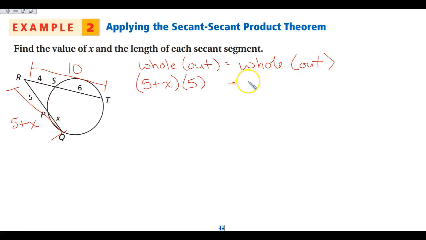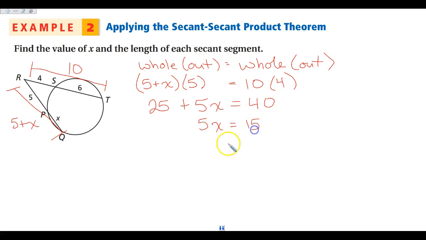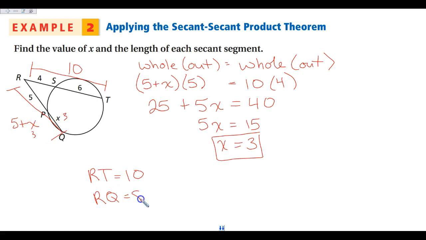Then we're going to do the same thing over here. The whole thing is 10 and the outside piece is 4. So I'm going to distribute this. 5 times 5 is 25 plus 5 times X is 5X, and that is going to equal 40. We subtract 25 from both sides, and I get that 5X is 15. Divide, and I get X is 3. So there's the value of X and the length of each secant. We already said that RT is 10. RQ, if X is 3, is 5 plus 3, which is 8. So those are the lengths of my two secants.